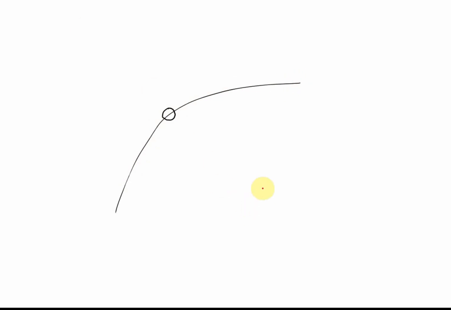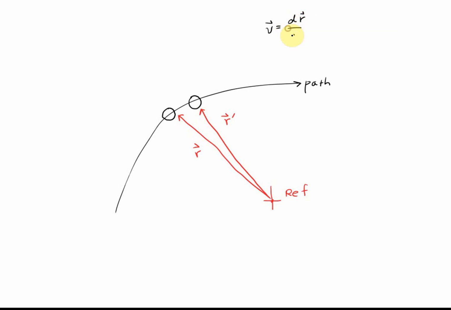Then if we say this is our reference point, you can make a position vector like that. Over the course of time, the object will change its position. The next time the object moves to that point, your position vector changes. So let's say this is r prime. Then if you want to get the velocity, it is just the derivative of your position vector like that.